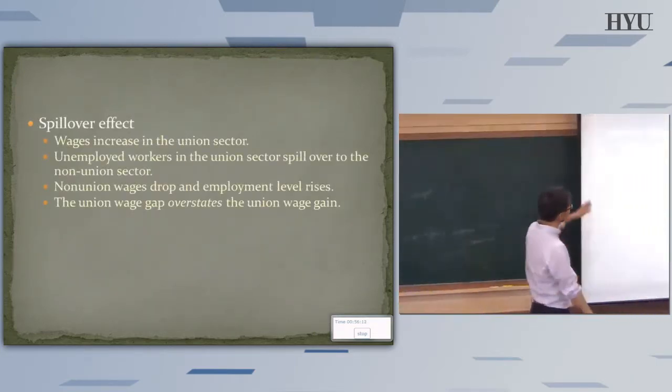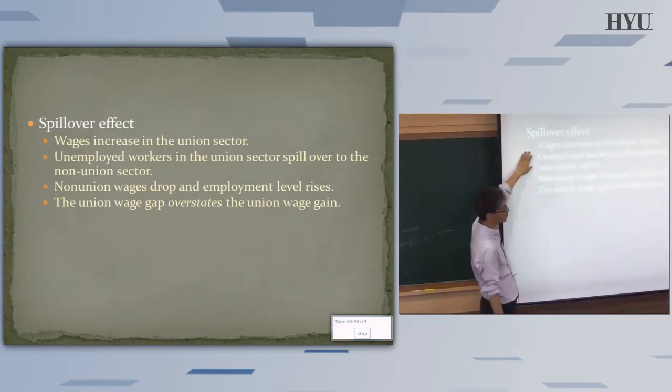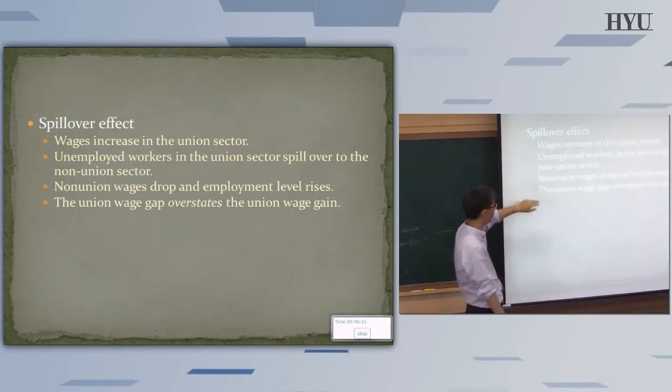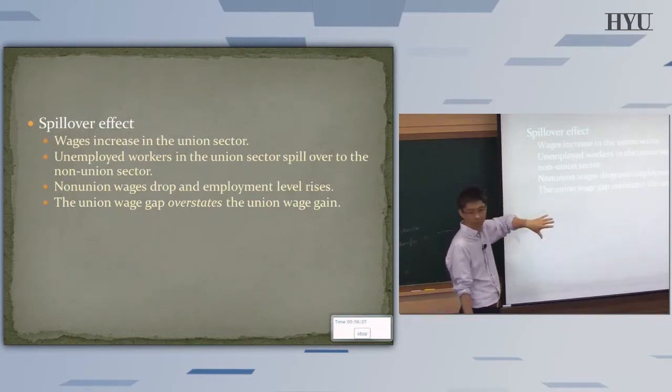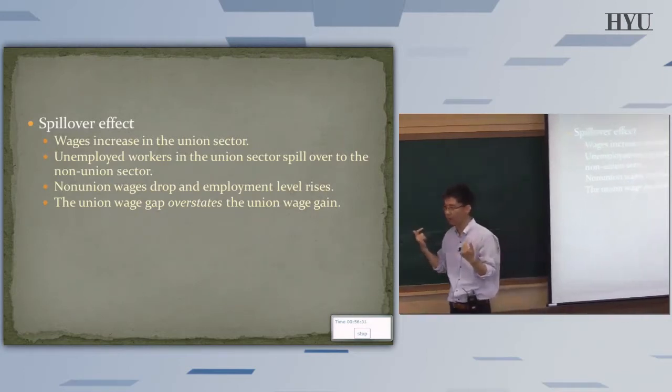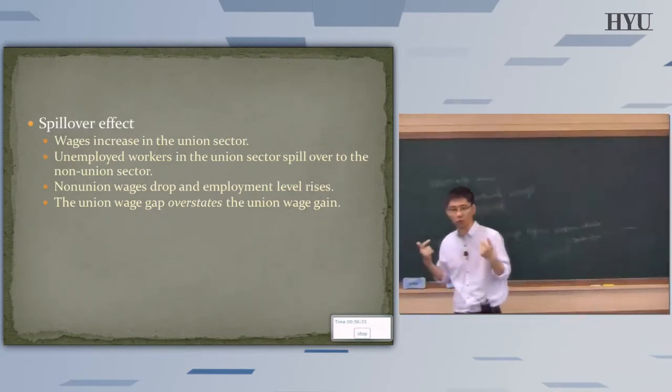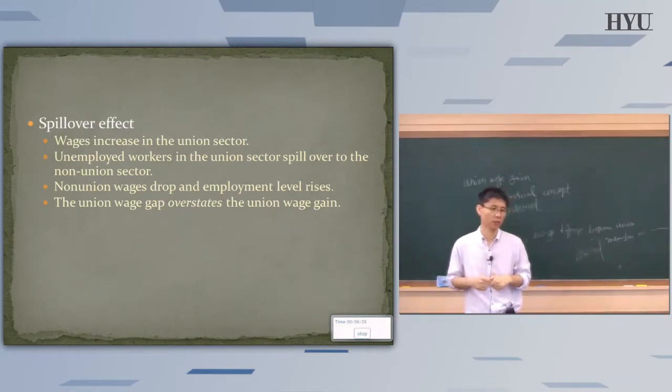the spillover effect: wages increase in the union sector, so unemployed workers in the union sector spill over to the non-union sector. Non-union wages drop and the employment level increases. So in the end, the observed union wage gap overstates the union wage gain. Overstates means it's bigger than the true gain.